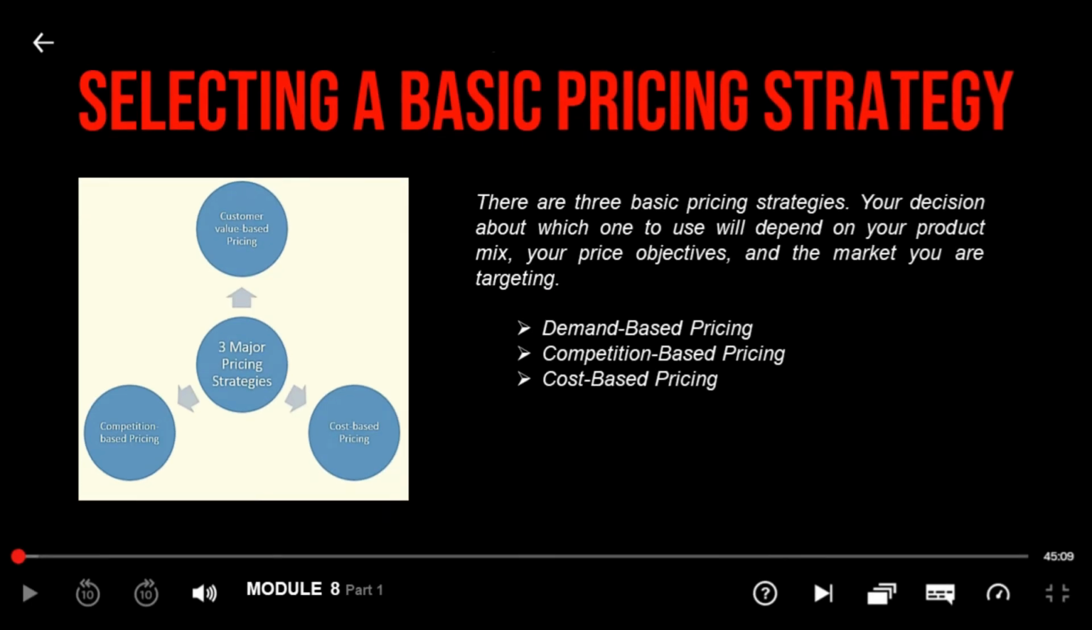Selecting a basic pricing strategy. There are 3 basic pricing strategies. A decision about which one to use will depend on the product mix, price objectives, and the market target. These are demand-based pricing, competition-based pricing, cost-based pricing.